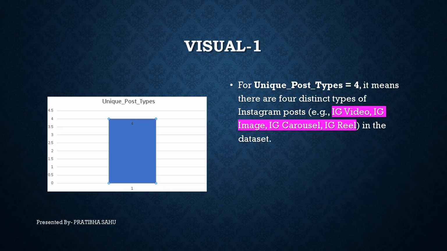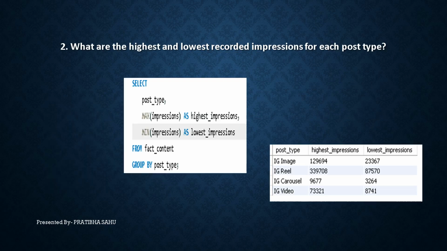So in this visual we can see the bar chart shows that there are four distinct types of Instagram posts in the dataset, and they are IG video, IG image, IG carousel and IG reel. So the second question is what are the highest and lowest recorded impressions for each post type?